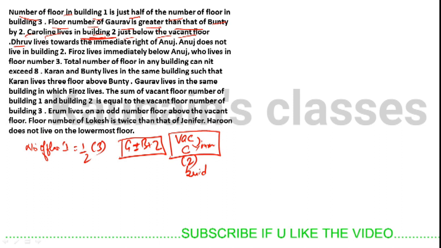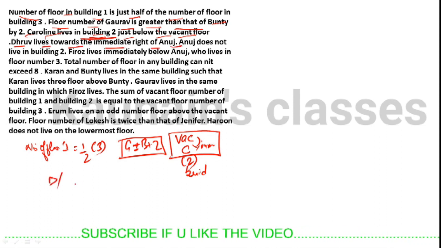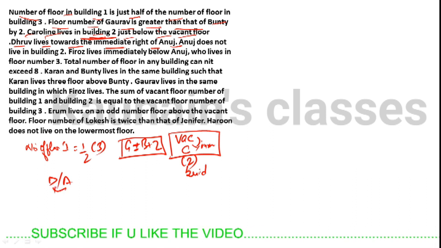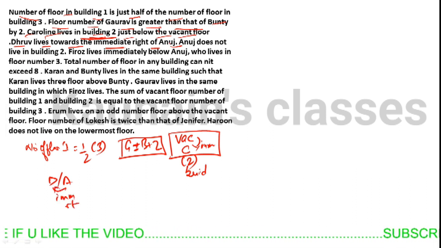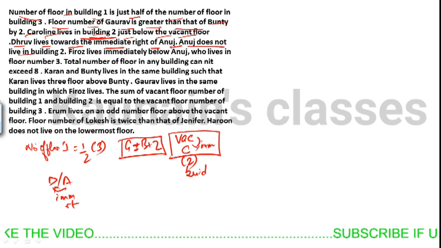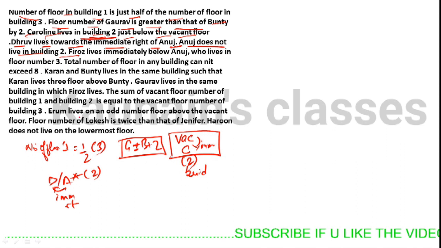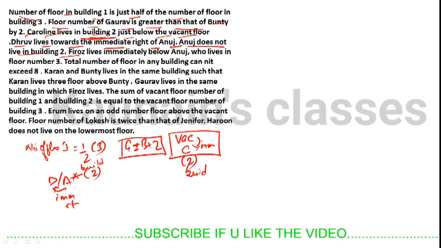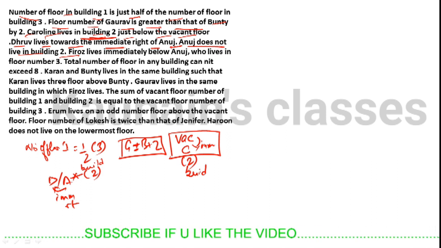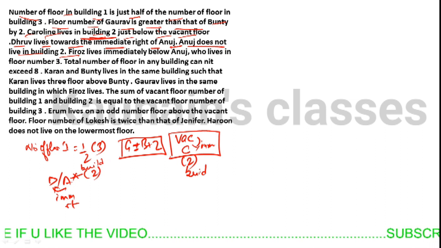Okay, let's move further. Dhruv lives towards the immediate right of Anuj. Anuj does not live in building number 2. Okay, let's write build here. Why? Because the buildings are also numbered 1, 2, 3 and there will be floors also 1, 2, 3. So that's why I am writing build on top of 2.